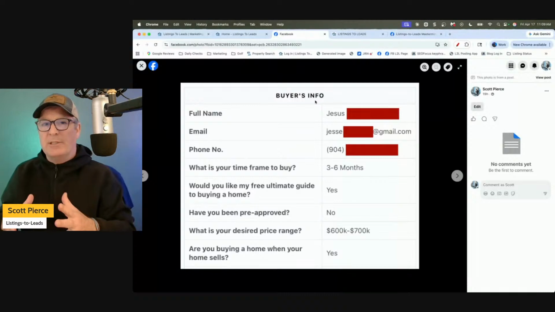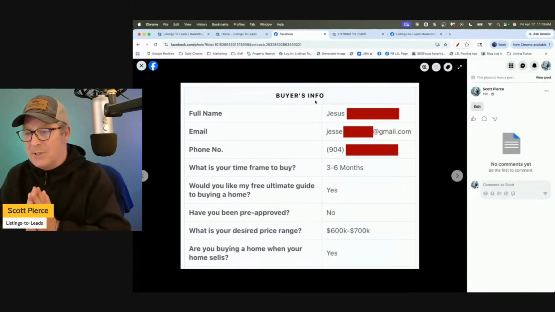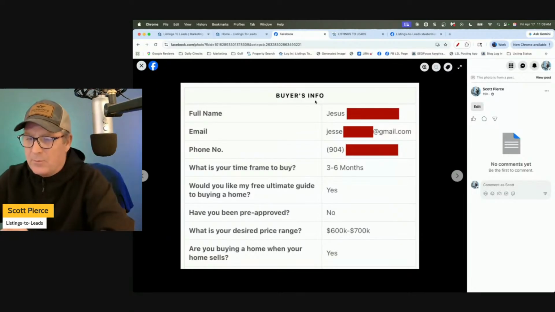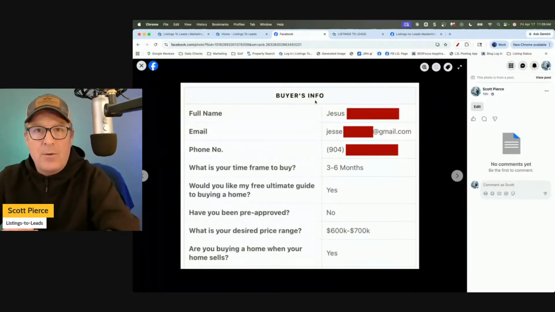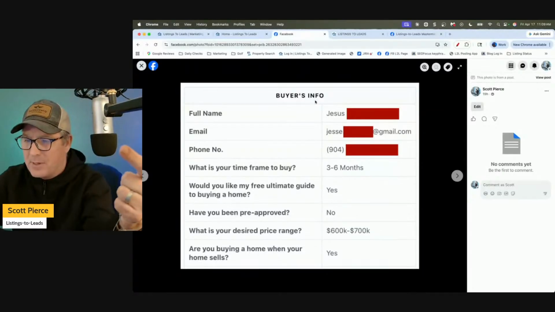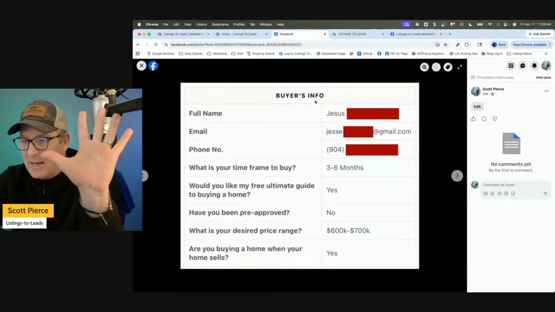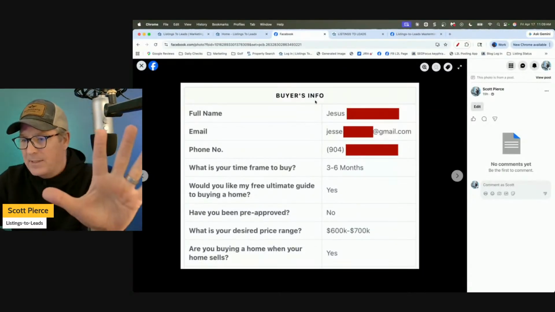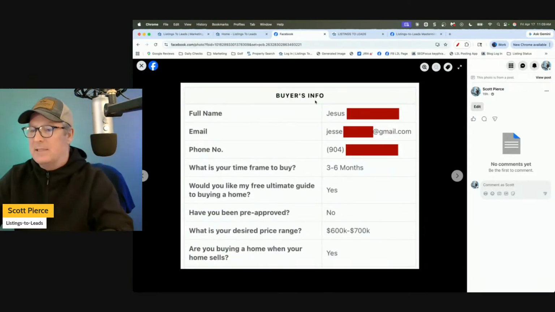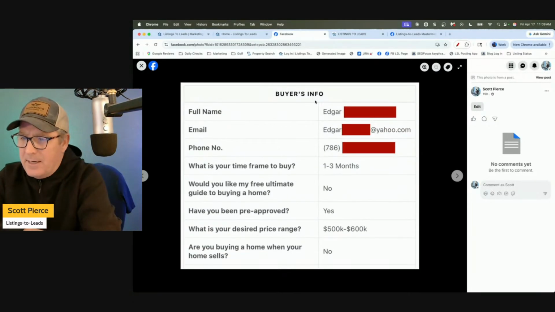These questions, what they do is this is absolute gold for follow up, because now what we're going to be doing is we're going to refer to this in our follow up. They have given us, in addition to their name, email, and phone number, 5 different points of reference on how we can help them. Does that make sense for everybody? Let me know if that makes sense. Let's take a look at another lead.